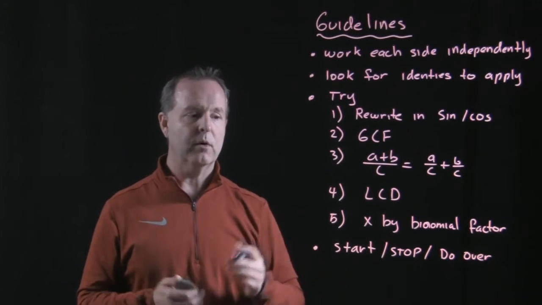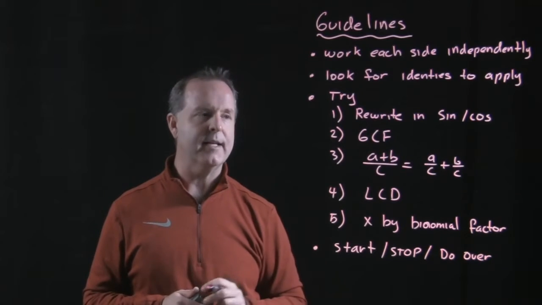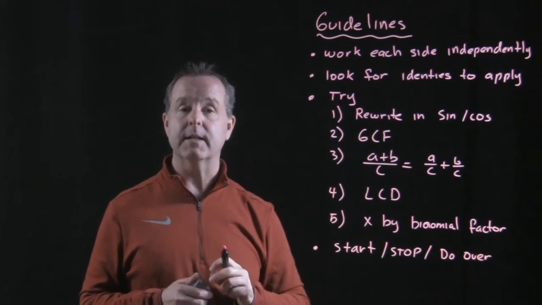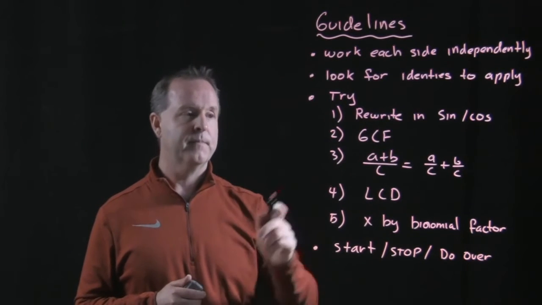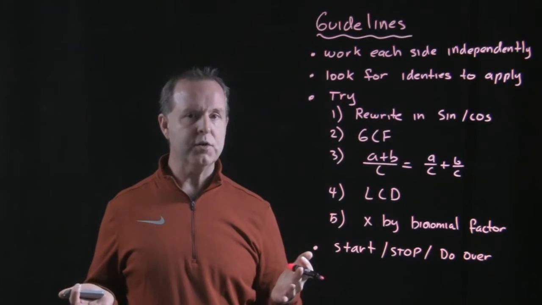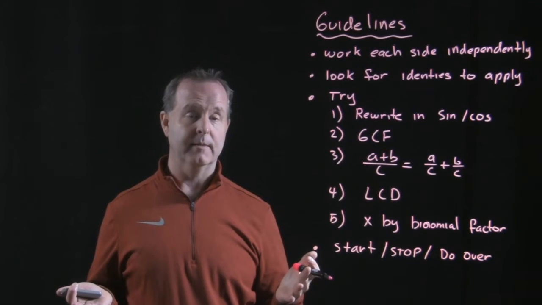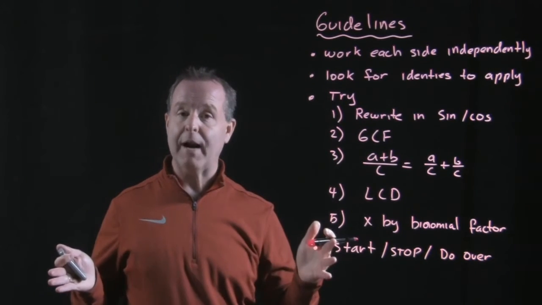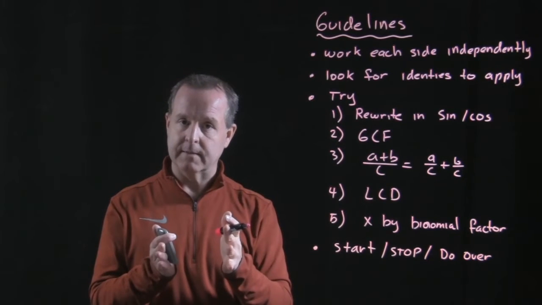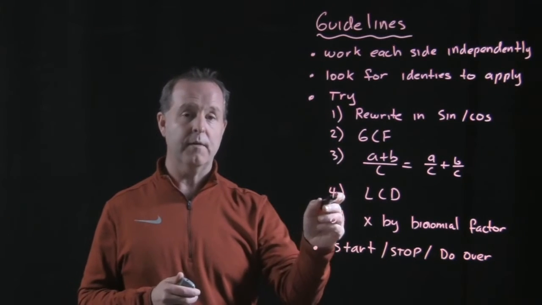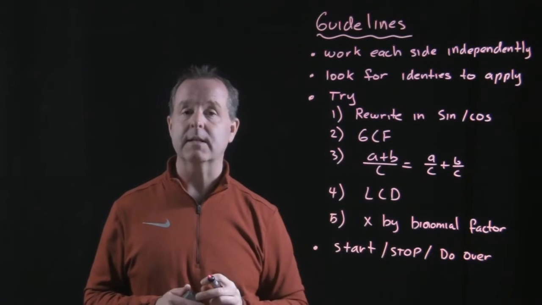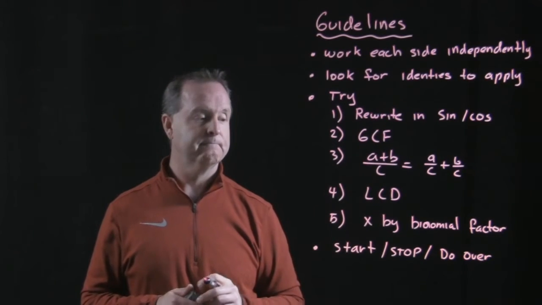The third thing, well, try any of the following types of ideas. Look for opportunities to rewrite identities in terms of sines and cosines. Second, you're going to use your greatest common factor at some time. Third idea, break apart fractions or combine fractions. Fourth, maybe you can combine some fractional components by using the least common denominator.